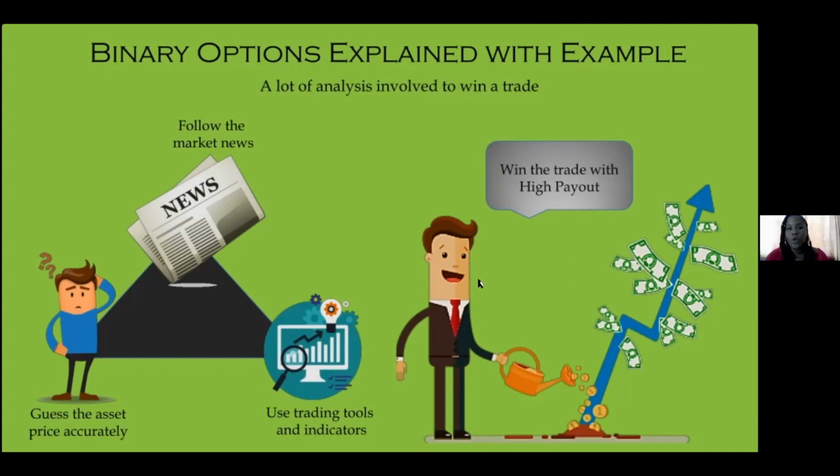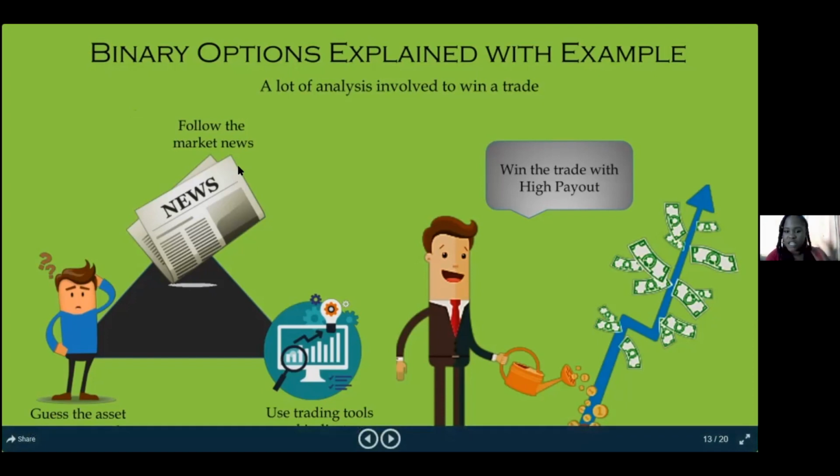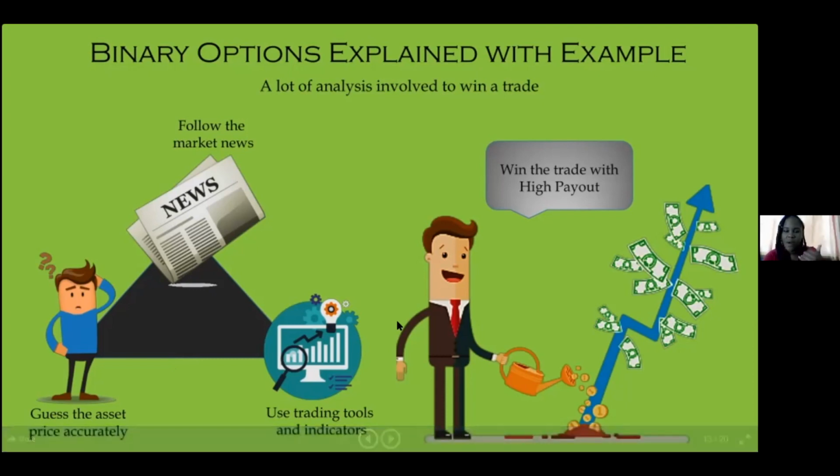Okay, so we want to follow the market news. So we want to check the market news. We want to choose the asset, right? We want to use trading tools to really determine exactly what the market is doing, and we'll use indicators. So we would, for instance, check our TradingView. We'll mark up our charts, look at the pair that we are about to trade first to see when we should enter that trade, so that we have a higher probability of having a profitable trade. When we win the trade, we win the trade with a high payout.